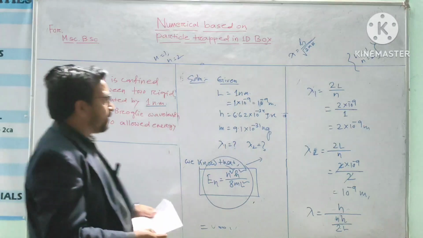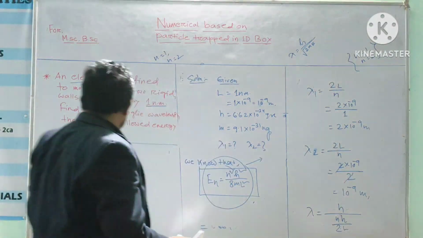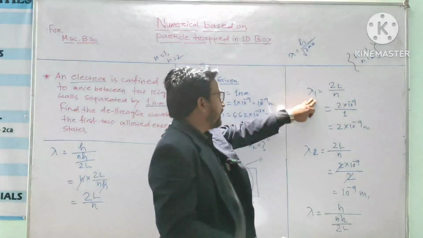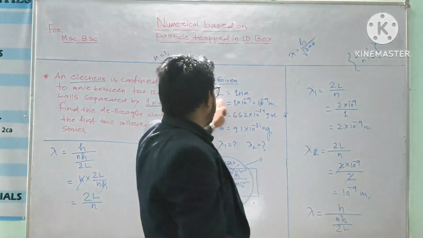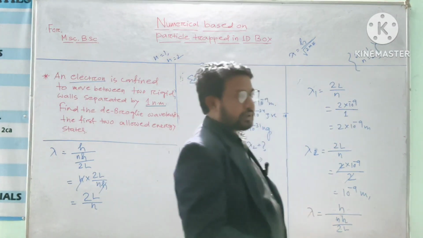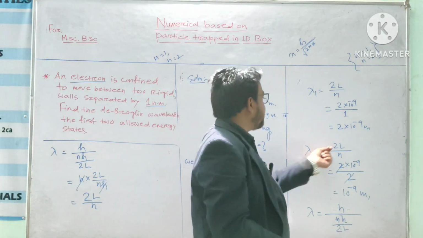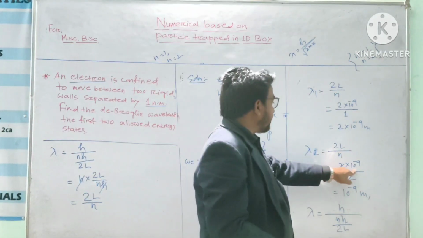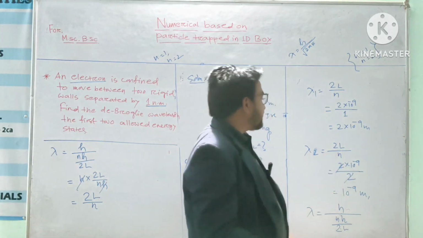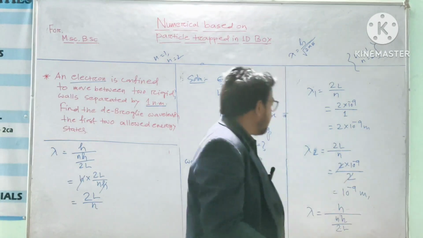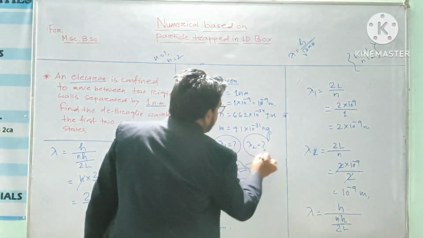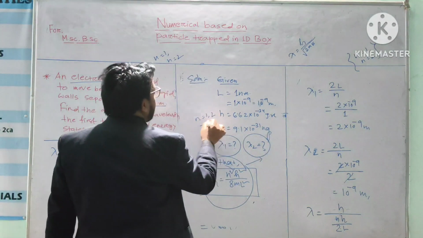Now we are going to find lambda 1 and lambda 2. Since lambda equals 2L by n, for quantum number n equal 1, lambda 1 equals 2L divided by n, and the value of L is 10 to the minus 9. So after solving this part, we get 2 into 10 to the minus 9 meter. In a similar way, lambda 2 equals 2L divided by n, with 2 into 10 to the minus 9, because L equals 10 to the minus 9, and in this case n equals 2. So 2 and 2 cancel each other, and finally we get 10 to the minus 9 meter. So this is our final result: the de Broglie wavelengths lambda 1 and lambda 2 corresponding to n equal 1 and n equal 2. Thank you.